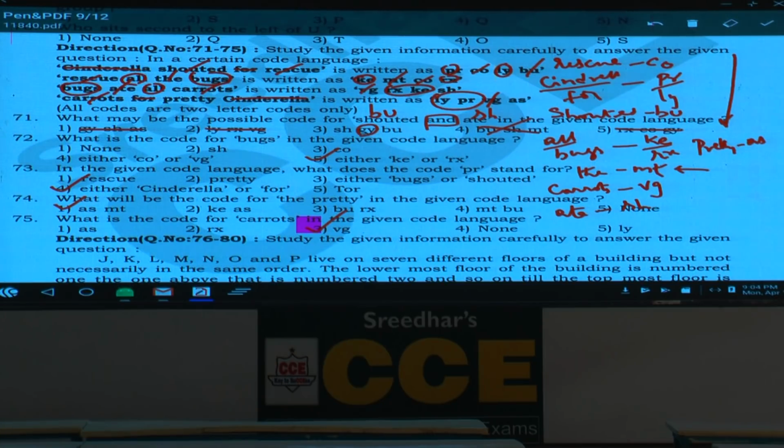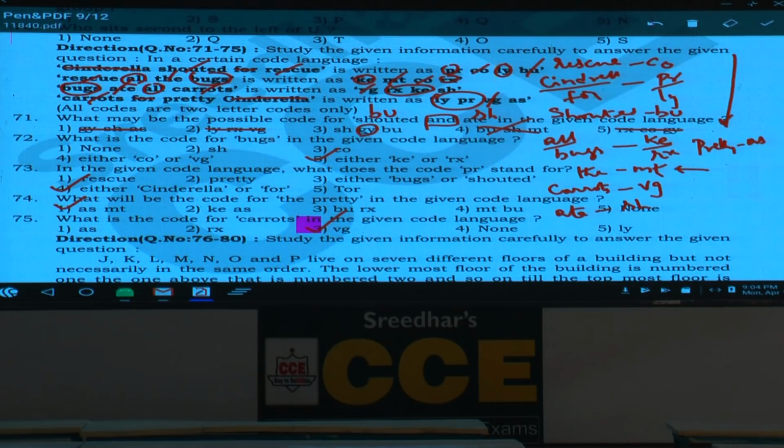Then 76 to 80, now these 5 are based on a puzzle. J, K, L, M, N, O and P are the 7 persons living on 7 different floors of a building, but not necessarily in the same order. The lowermost floor of the building is number 1, the one above that is number 2, and so on, till the topmost floor is number 7. Each one of them also likes a different subject, namely English, history, commerce, biology, accounts, geography, and computers, but not necessarily in the same order.